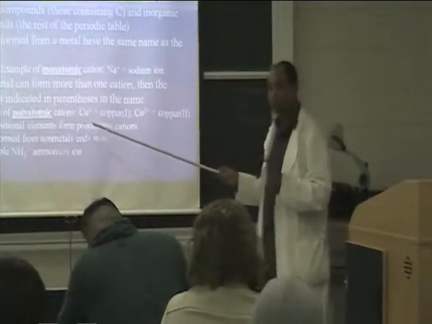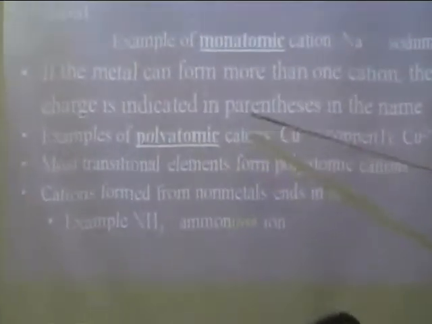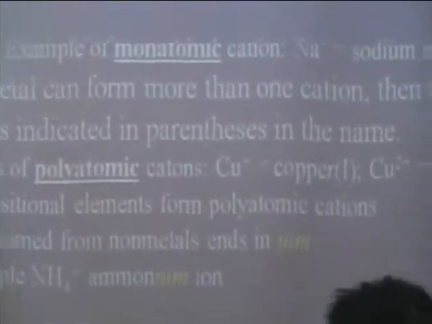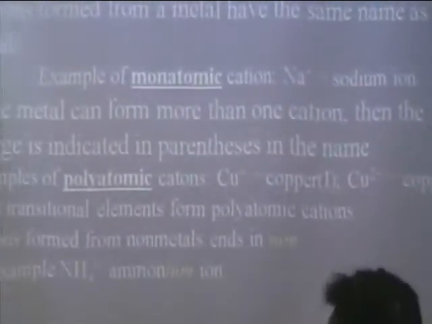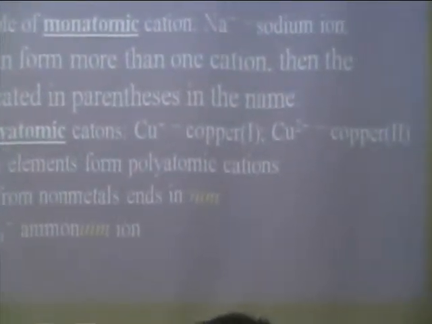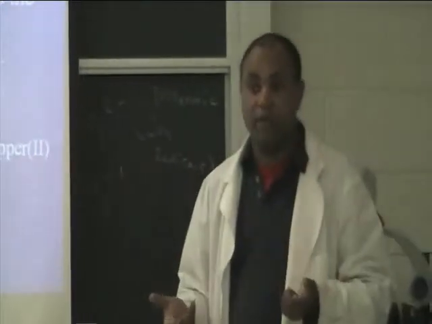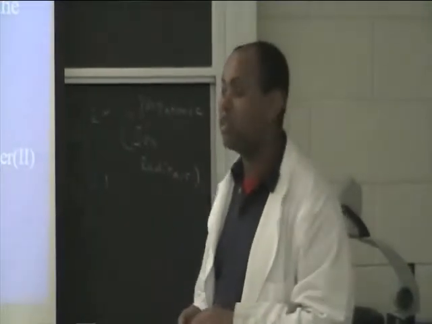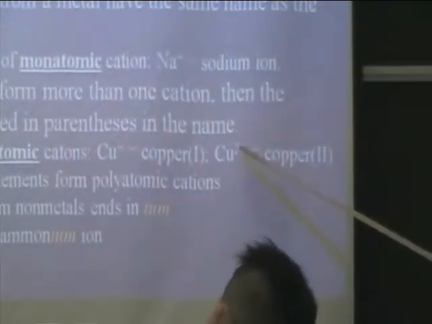Now, when we come to something called polyatomic cations, what are they? These are transition metals. Copper. As I've said earlier, transition metals have more than one ion. They form more than one ion. Most transition metals have that tendency. So we call them polyatomic ions. The same copper in some compounds forms +1, and in some compounds it forms +2.